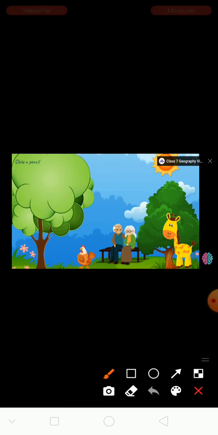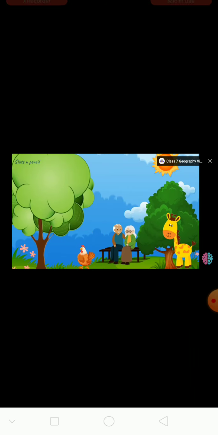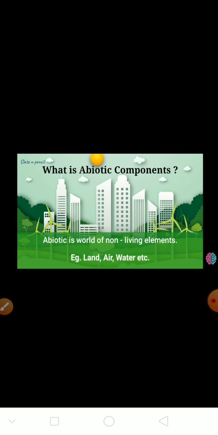See here, examples of biotic components: human beings, trees and animals. These are the examples of biotic components. What are abiotic components? Abiotic components are the world of non-living elements. For example, land, air, water, etc.